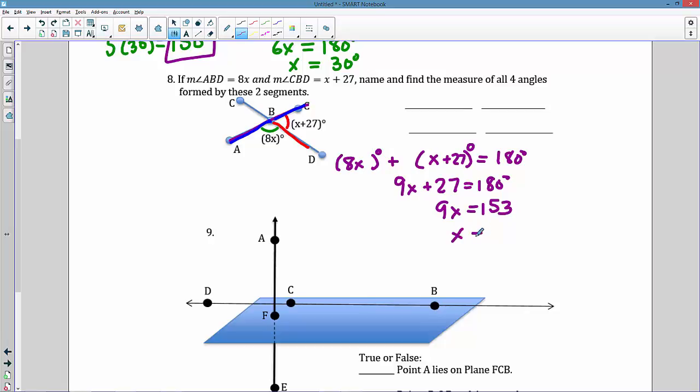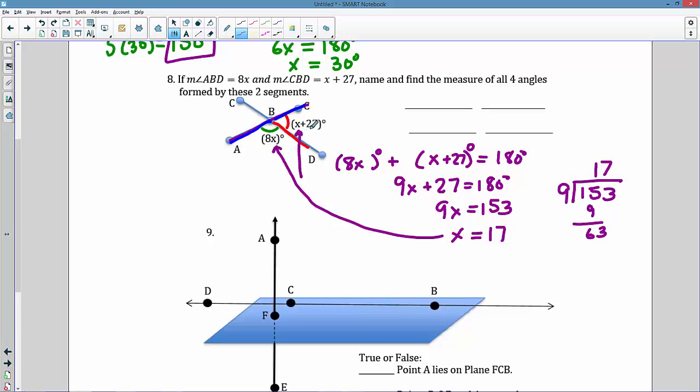Divide by 9. We'll do long division. 9 goes into 15 once, remainder of 6. 7 times 9. Okay, so 17. And that's, of course, not the answer. That is what x is equal to. So we have to plug it back in here, or in here.